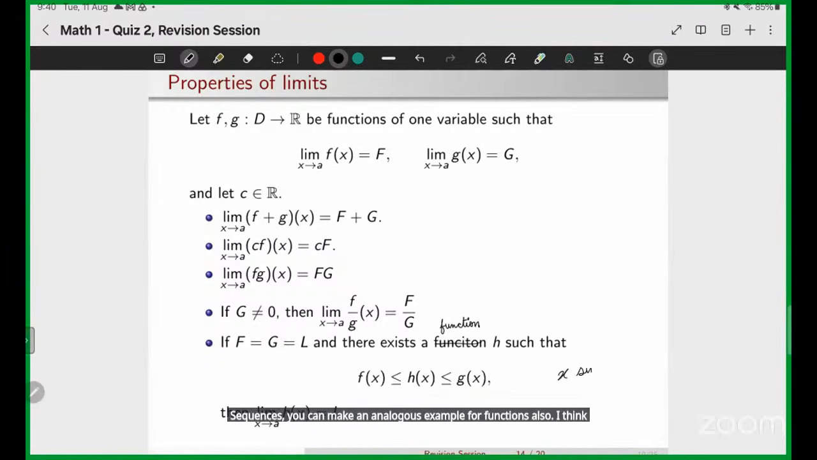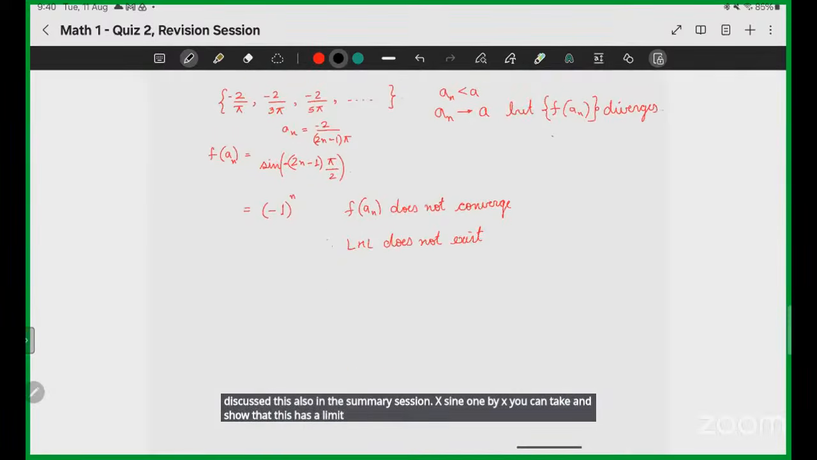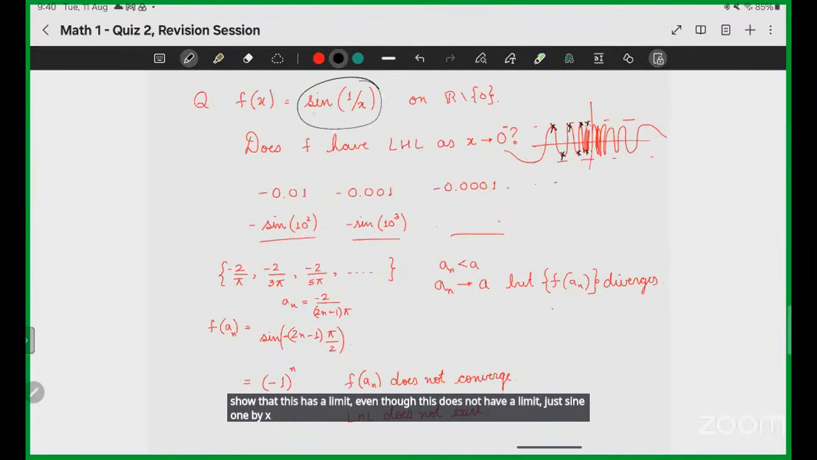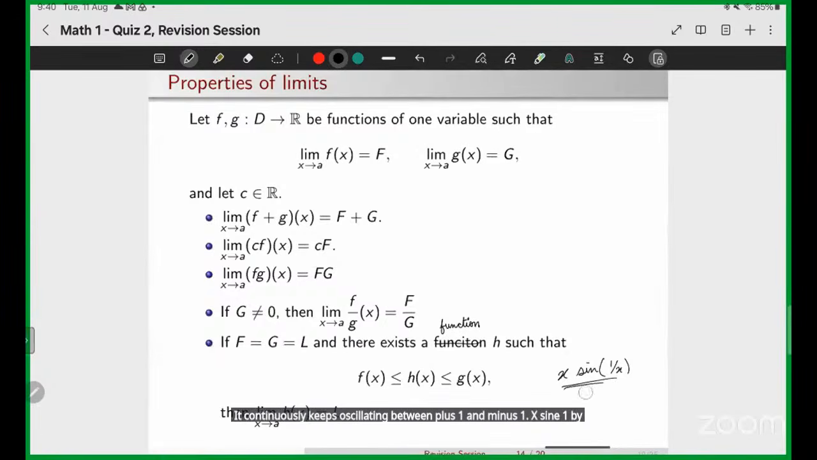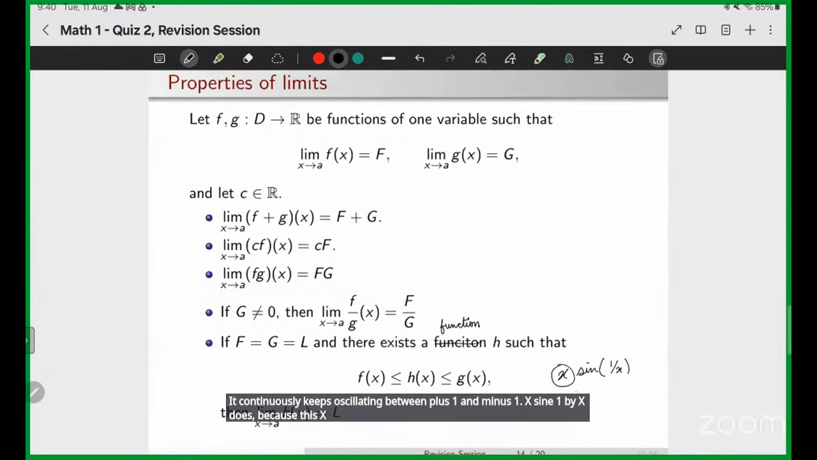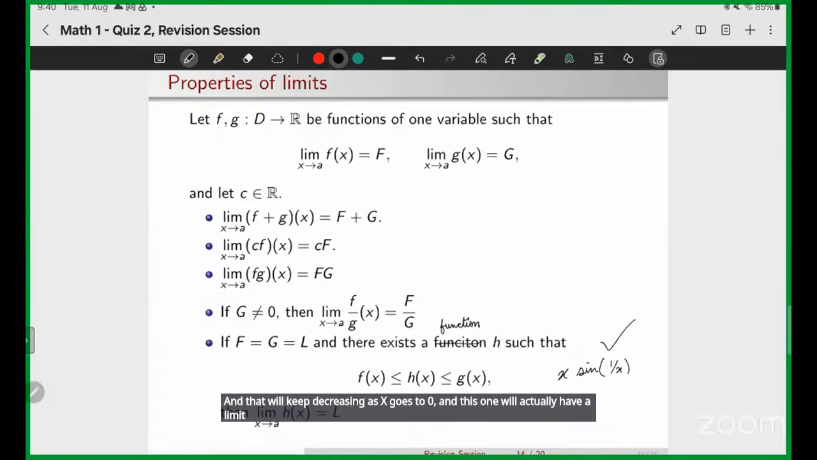I think I discussed this also in the summary session. x sin(1/x) you can take and show that this has a limit, even though sin(1/x) alone does not have a limit. It continuously keeps oscillating between +1 and -1. x sin(1/x) does have a limit, because this x factor will reduce the modulus of it, and it will no longer oscillate between +1 and -1. It will oscillate between +x and -x, and that will keep decreasing as x goes to 0. And this one will actually have a limit. In fact, it will be continuous. We have not seen continuity, so once we do that, we can make that comment.